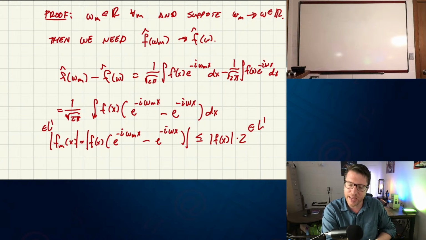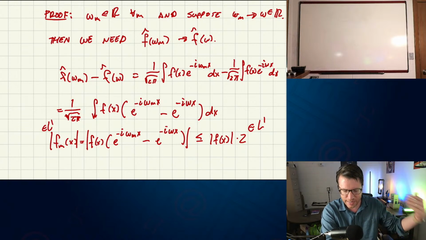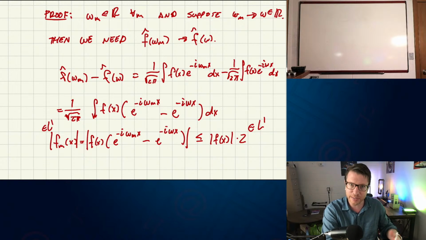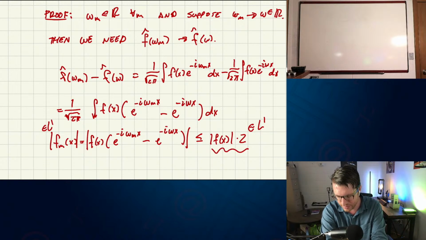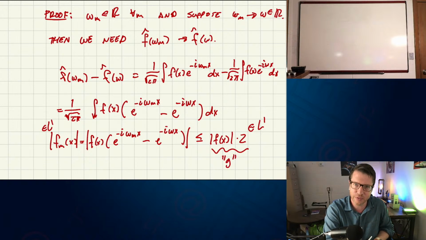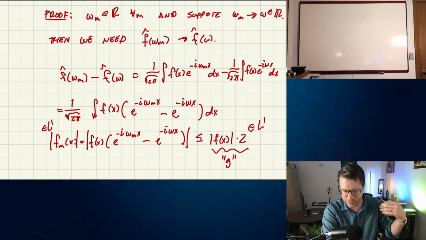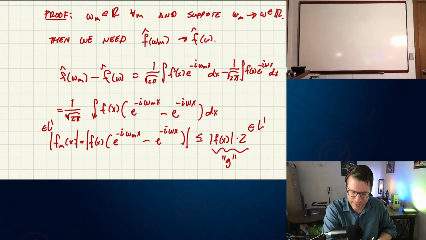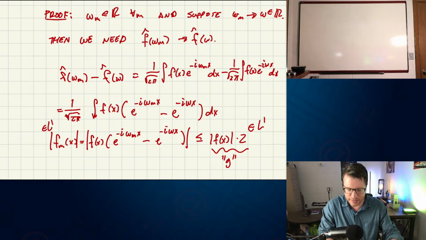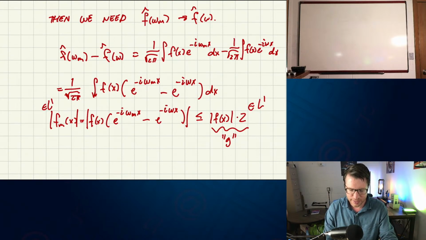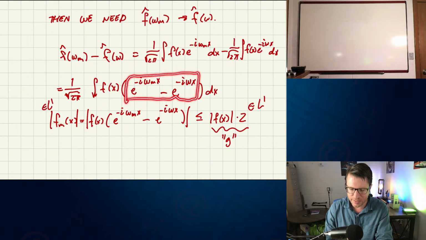Okay, so now we have our sequence of functions that are in L1, and we have a bound on them. That is our g, the quote, g of x that we're working with here for the dominated convergence theorem. We have a bound on each one of them that is uniform, and the function that we're trying to converge to is 0. The reason why this is 0 is because we were saying that omega_m is approaching omega, and since the exponential itself is continuous, this goes to 0. So that's going to be vanishing.